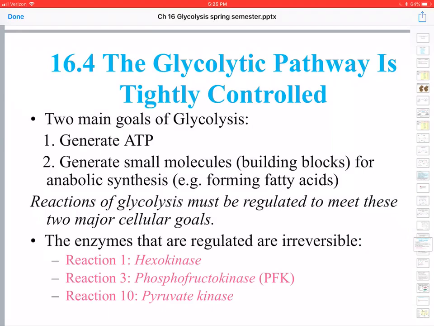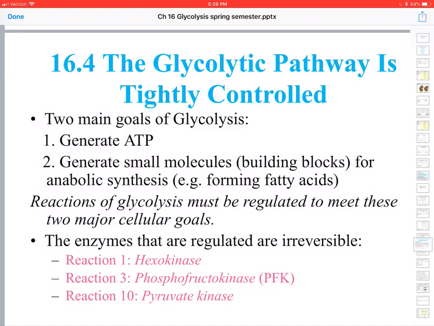Three enzymes of glycolysis are regulated. These are the three irreversible enzymes, the ones with the big negative delta Gs. The first reaction often is the committed step and the regulated step of a pathway. In glycolysis, it turns out the third reaction is the committed step, not the first reaction. The third enzyme of glycolysis is phosphofructokinase, abbreviated PFK. It is the most important regulation step of glycolysis.